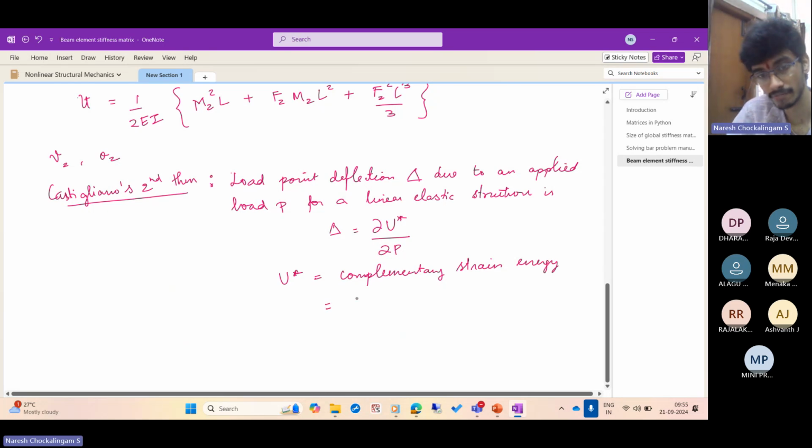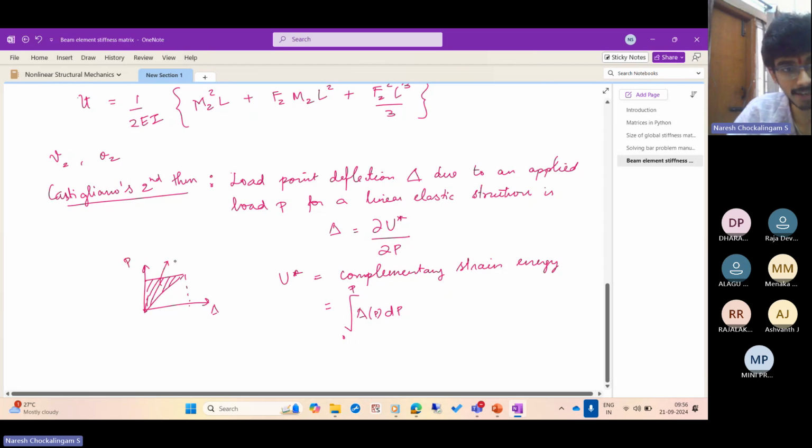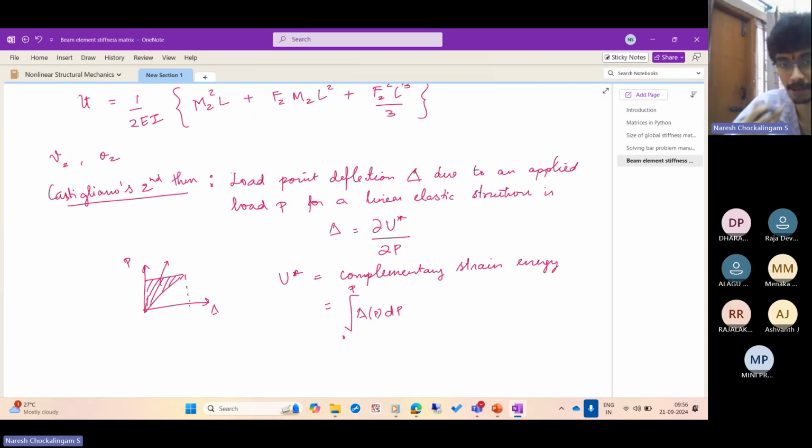How do you define the complementary strain energy? It is the integral of delta dP from 0 to the point P. So this is basically the area above the stress-strain curve. You have the strain energy up to this point. This can be delta, this is P. So take this area and differentiate it with respect to the applied load P, and you will get the load point deflection delta.